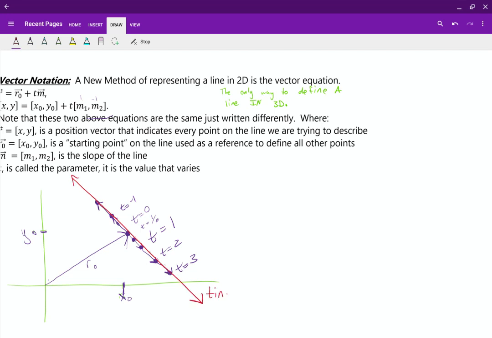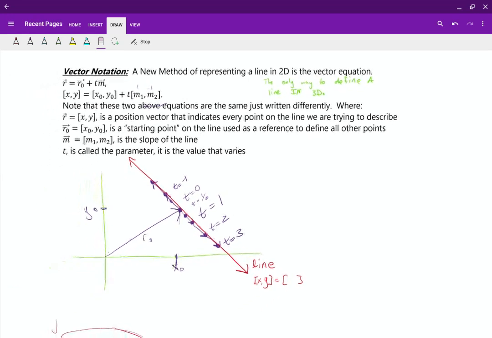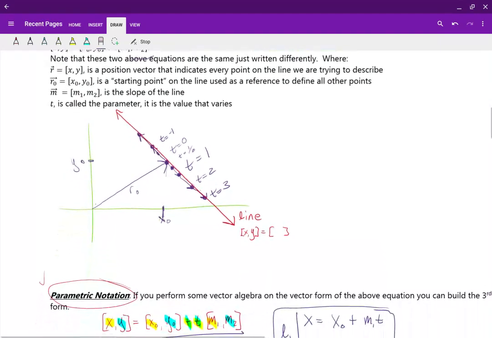And that line is defined as x comma y. All of the points are x's and y's, and they can be found by going to r0, or x0, y0, and adding to it the slope vector. Basically, I was just going to write this down there. And this is a new way of defining a line.